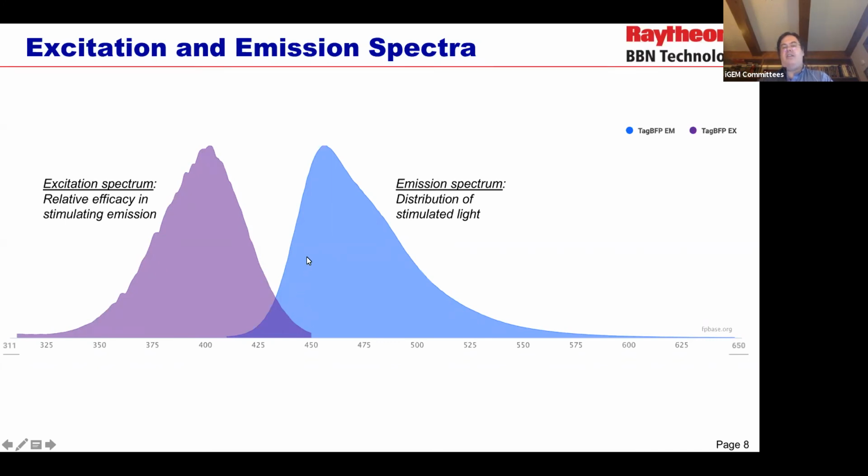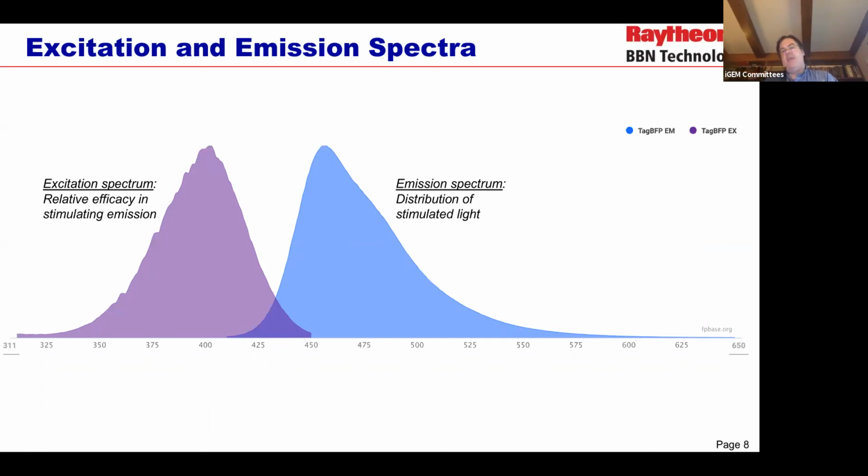On the other side, this blue one is showing its emission spectrum. So if we hit it anywhere in this purple spectrum, we're going to get a distribution of the blue spectrum. And the closer that we're hitting it to 400, the higher that this is going to be proportionally. It's going to scale upwards.